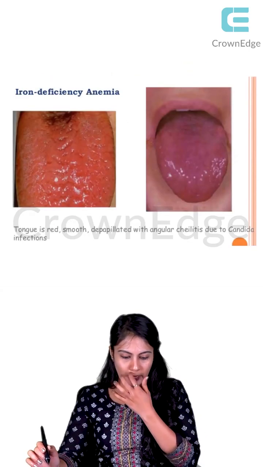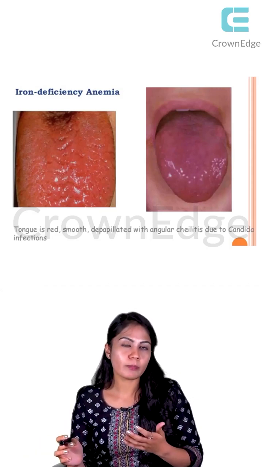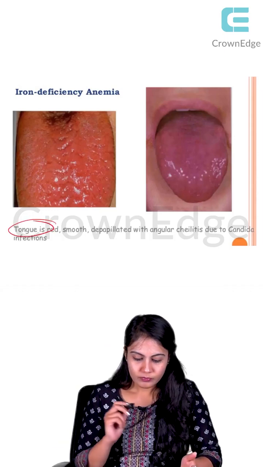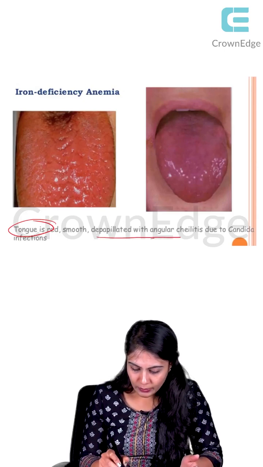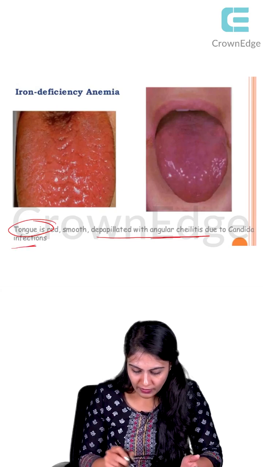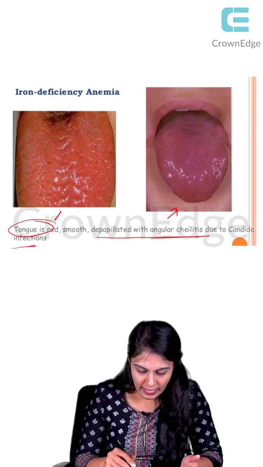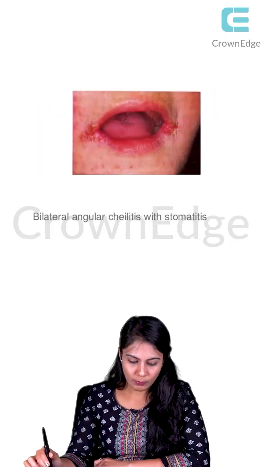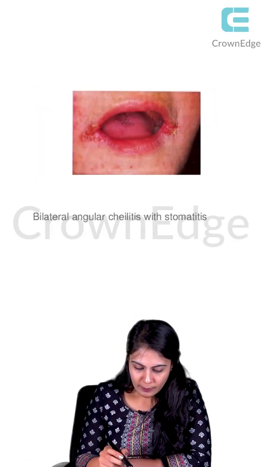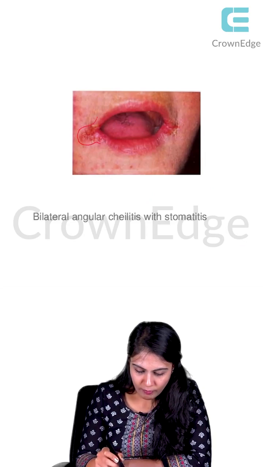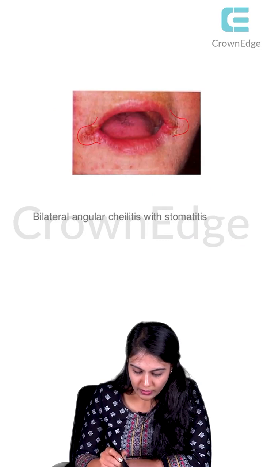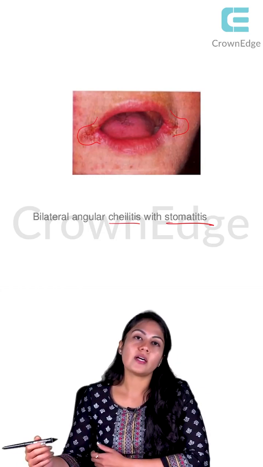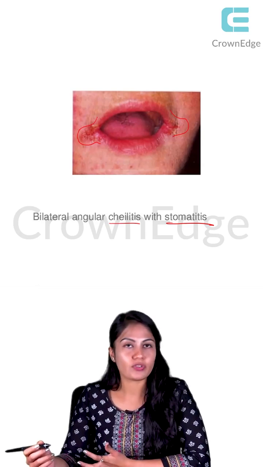In iron deficiency, it's just a picture. They can give you a picture and ask you to diagnose. So angry red tongue, right? So a depapillated tongue with angular cheilitis due to candida infection is shown over here, and the angry red tongue is shown over here. So these 2 are the abnormal tongues, and you can see over here the bilateral angular, that means on the angle of the mouth, right? You are going to have cheilitis and stomatitis. So these are the pictures which we usually get in iron deficiency anemia.